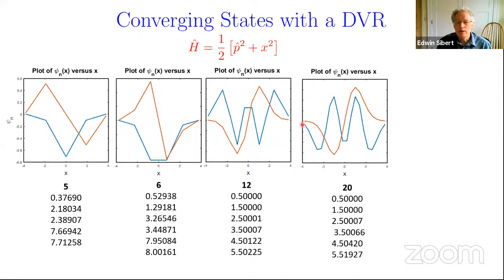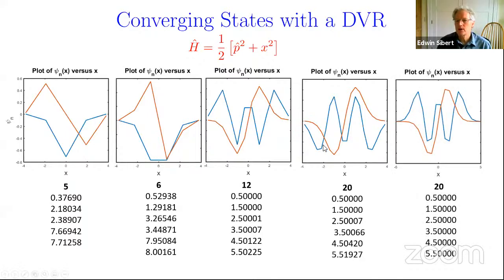One of the things you see here is my grid went from -4 to 4, and the wave function isn't quite going to 0 by the time I get over here. So if I just increase the grid a bit, then that worked brilliantly. So this DVR is a really powerful thing.